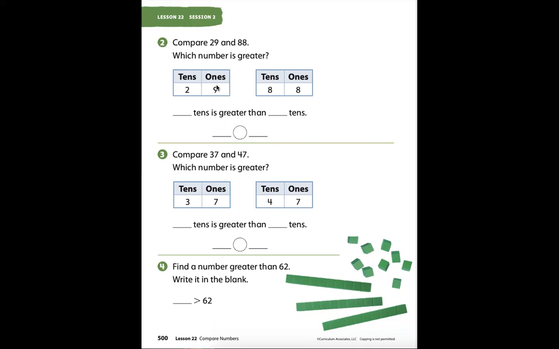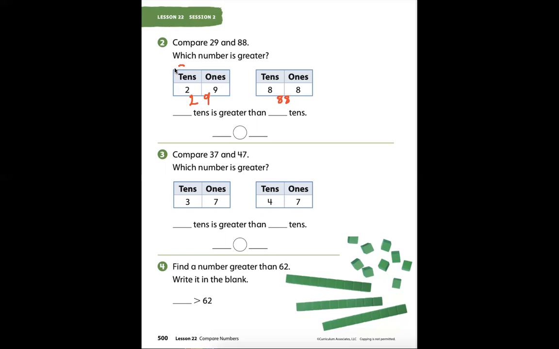2 tens and 9 ones, 29. Over here we have 8 tens and 8 ones, 88. I wrote the standard form for 29 and the standard form for 88.